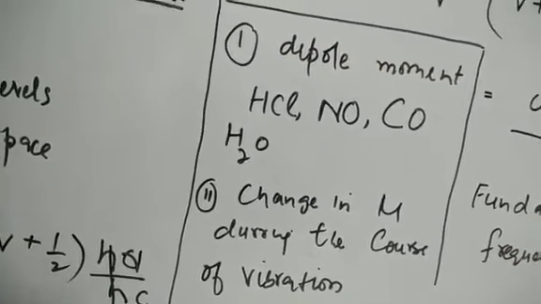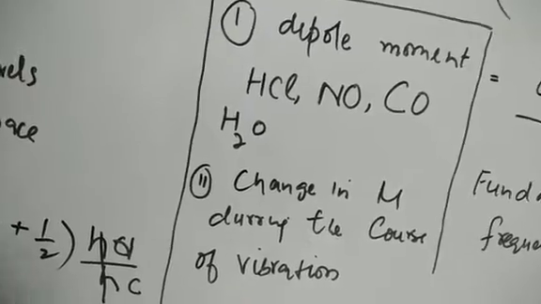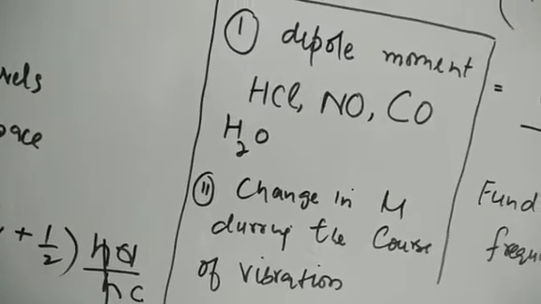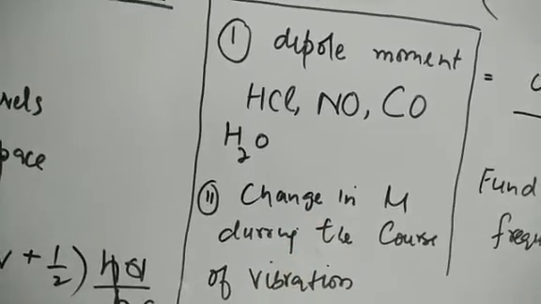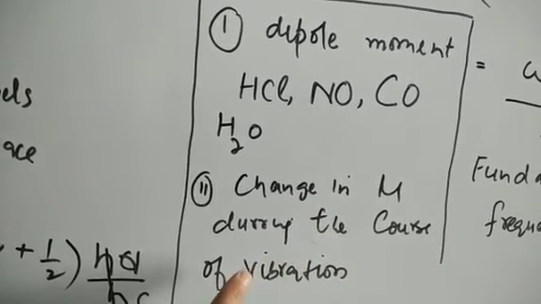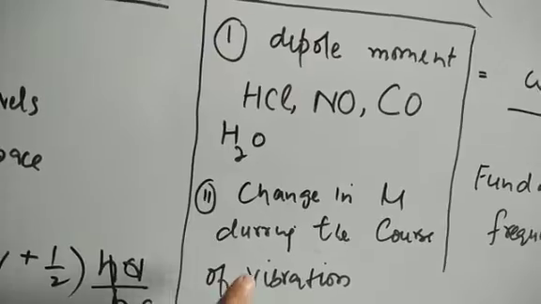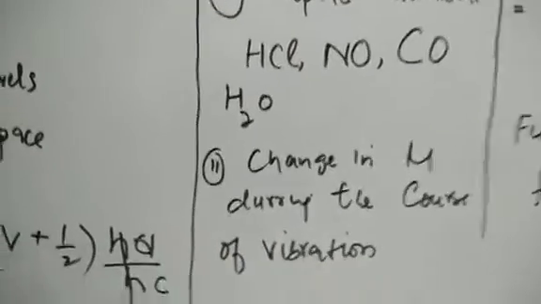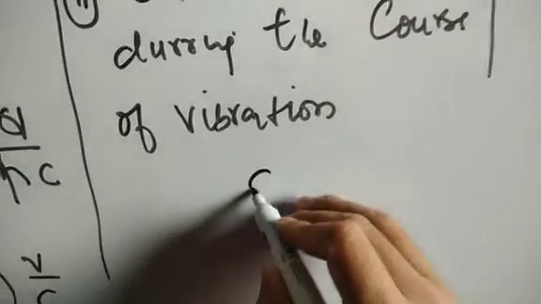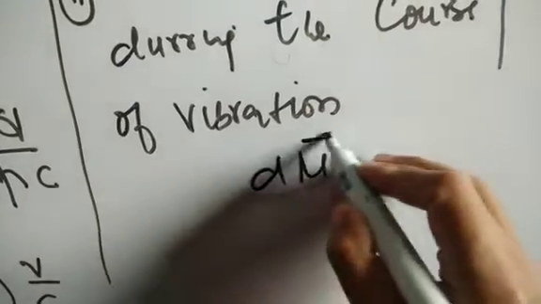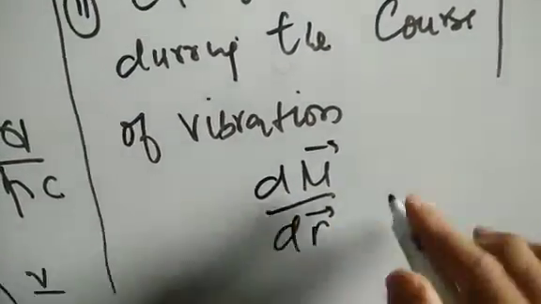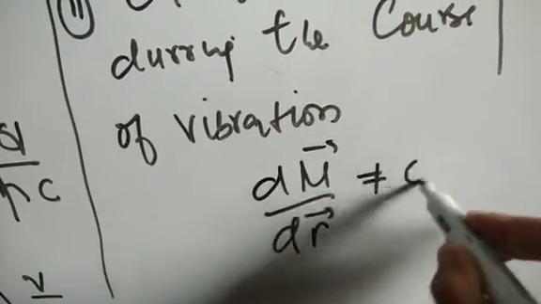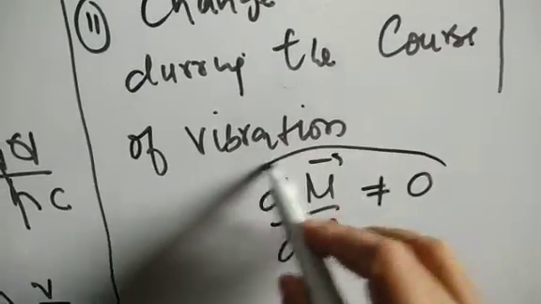So we can say that the criteria for a molecule to be active in the IR spectroscopy is that either it should have a permanent dipole moment, or the dipole moment must change during the course of vibration. We also show this in spectroscopy terms, that the change in dipole moment with respect to the distance is not equal to 0. So this is said to be the criteria for a molecule to be active in IR spectroscopy.